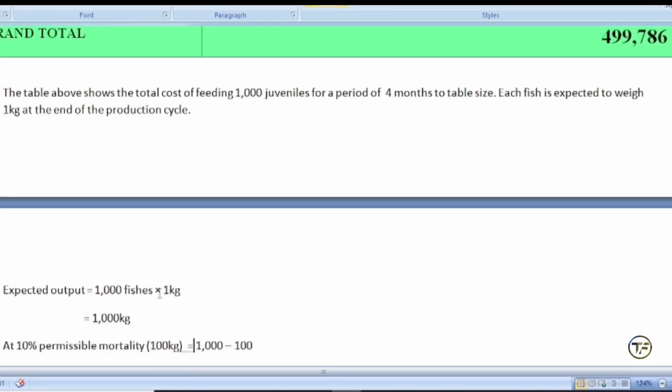Okay, now our expected output in weight. Remember, we stocked 1,000 fishes, all right, or we want to stock rather, because you are expected to do this whole calculation before stocking your fishes. Okay, so your expected output is 1,000 fishes times 1 kg, which is what you're expecting each fish to weigh. All right, so when you multiply that, your expected output in total is 1,000 kg or 1 ton. All right, so that is that.